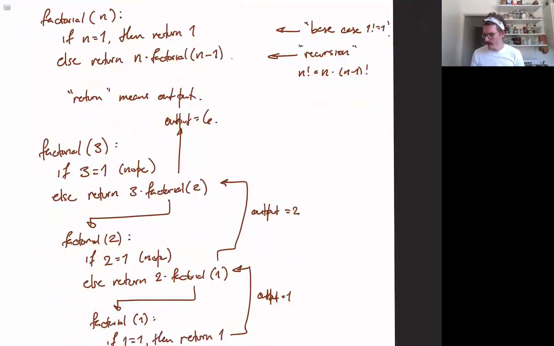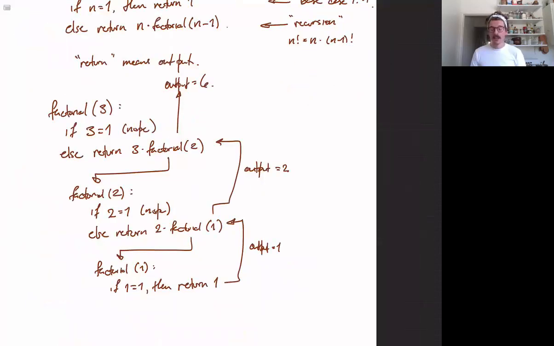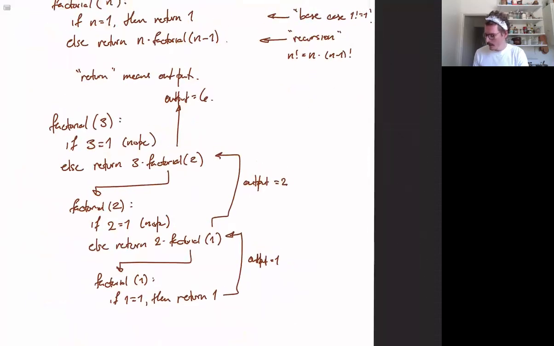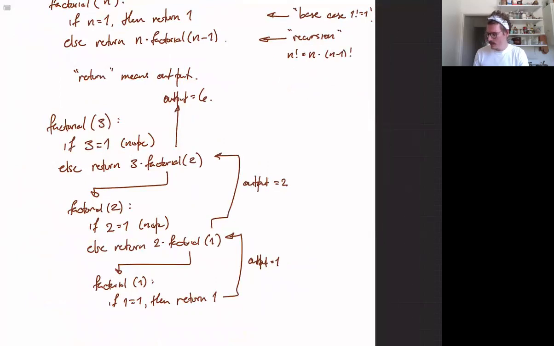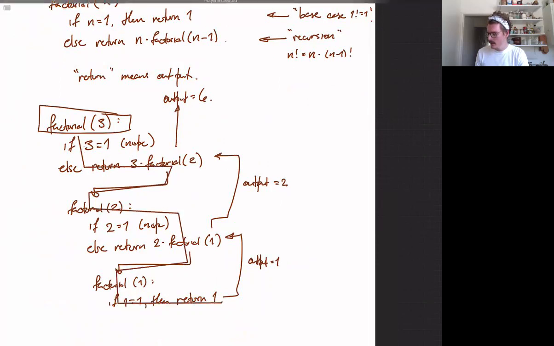So I hope this diagram is a little bit helpful for understanding how recursion works. You can sort of follow the arrows through the whole process, where you start with this function call, applying this function, and then you follow the arrows down through these recursive steps until you finally reach the base case at the end, and then you come back up to get the output.